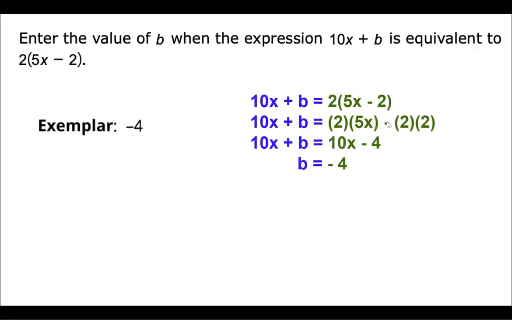Then 2 times 2 is 4, and 2 times 5 is 10, and you have the x attached to it. Now you have 10x minus 4. You have a 10x on the left side and a 10x on the right side. The only difference now is you have a negative 4 on the right side and a b on the left side. Thus, b is equal to negative 4. And that is how you get to that answer.